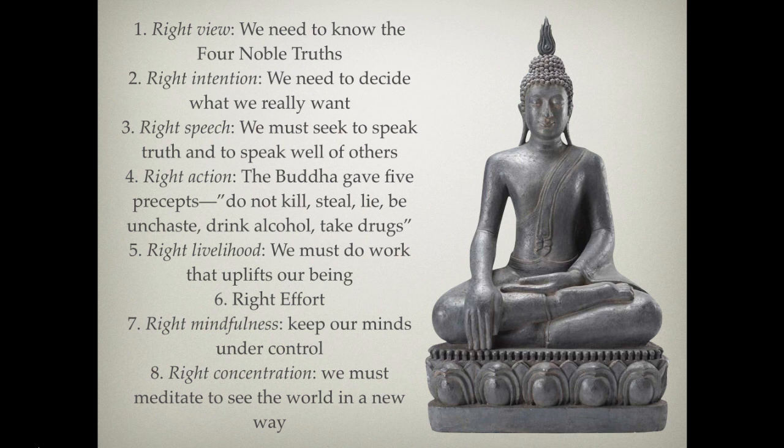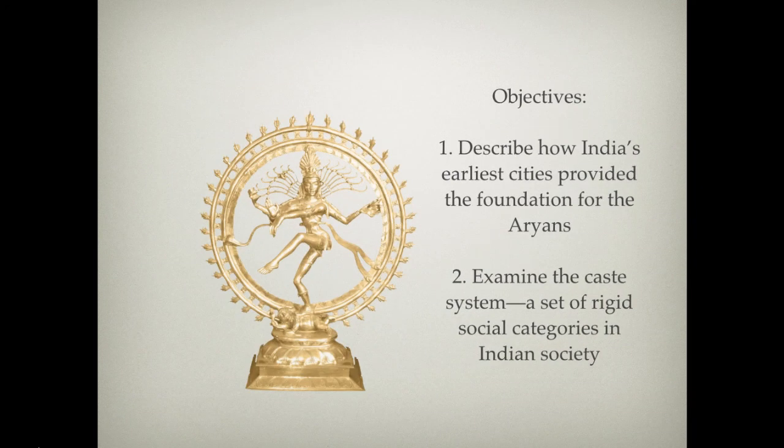Seven, right mindfulness. You've got to keep our minds under control. Inevitably, not just controlling one's actions, but controlling one's thoughts. And then eight, the right concentration. We must meditate to see the world in a new way. And the whole concept of enlightenment is that inevitably, through meditation and through these practices, we will reach a moment where we cease to desire. And that is when you reach enlightenment and can achieve nirvana.